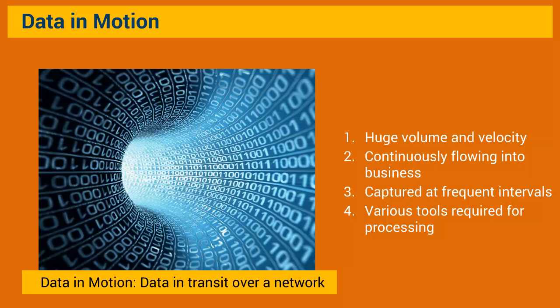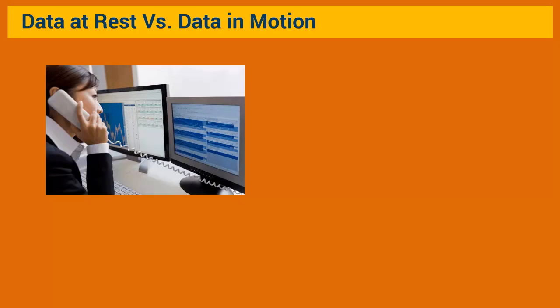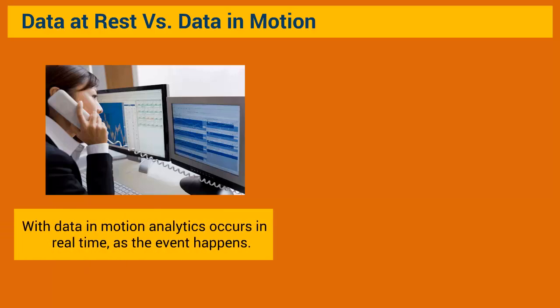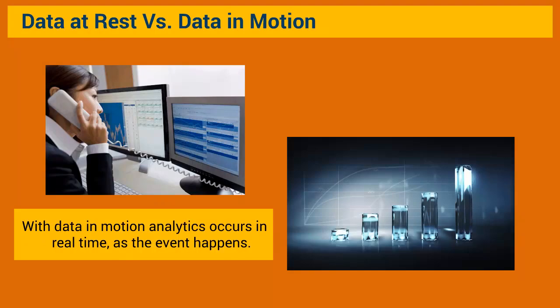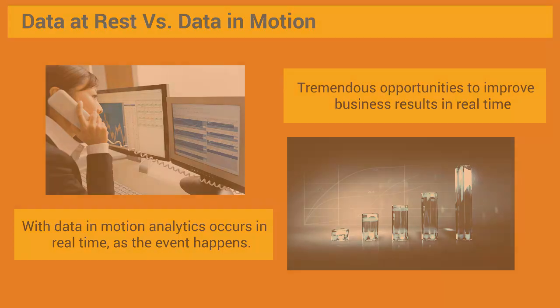But then, how is data in motion different from data at rest? The key difference between the two data sets is at the point of analytics. Unlike data at rest, data in motion analytics occurs in real time as the event happens, and organizations stand to gain tremendous opportunity to improve business results in real time from the insights gained from streaming data.